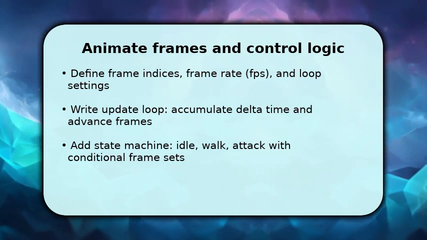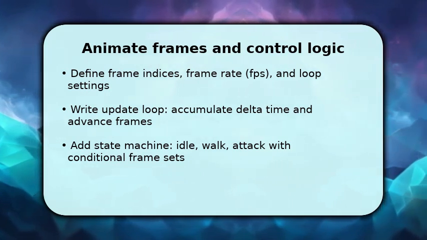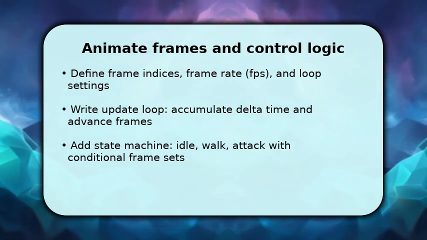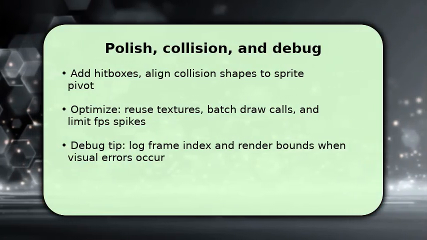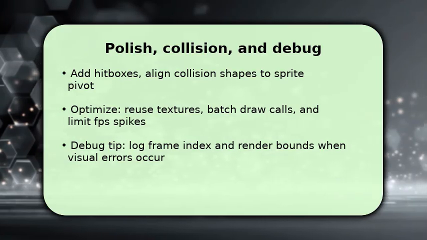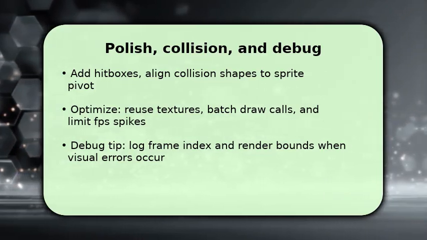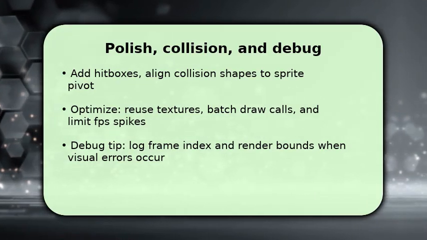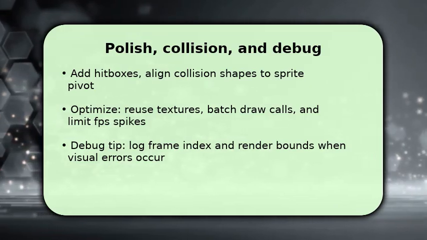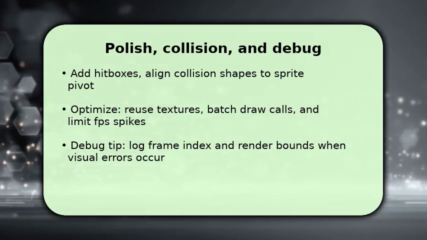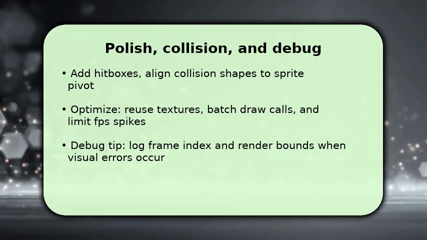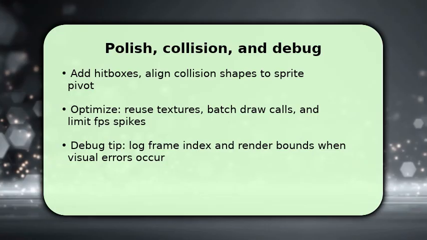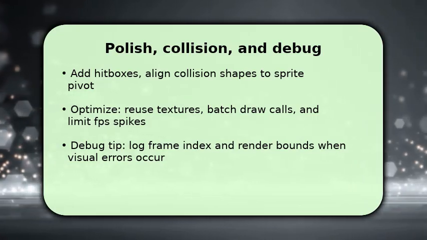You finish by polishing collisions and optimizing rendering so behavior is robust. Align hitboxes to the sprite pivot and update them per frame if the animation changes extents. Then optimize by reusing texture atlases and batching draw calls to reduce CPU/GPU overhead. This prevents hiccups. Make sure to clamp FPS or decouple animation timing from physics for consistent playback. If something still looks off, log the current frame.